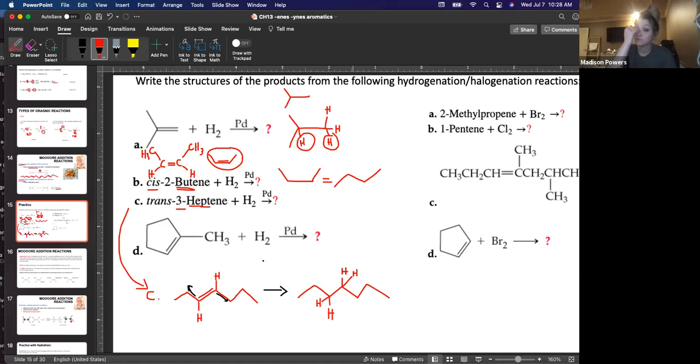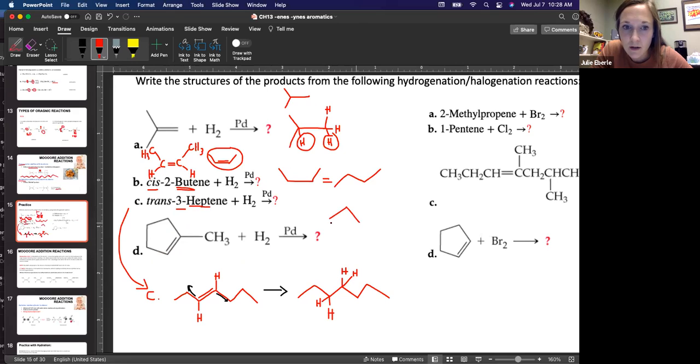Okay, let's look at D, and then we're going to take a break because we're at time. We got this ring structure. This is a cyclopentene ring because it's a 5-carbon ring, and there's one double bond. And we're adding hydrogen across it. So literally all you draw is the same thing, but without the double bond. So the double bond goes away. The hydrogens are added, but we don't draw hydrogens in a line structure. So you just draw it like this.